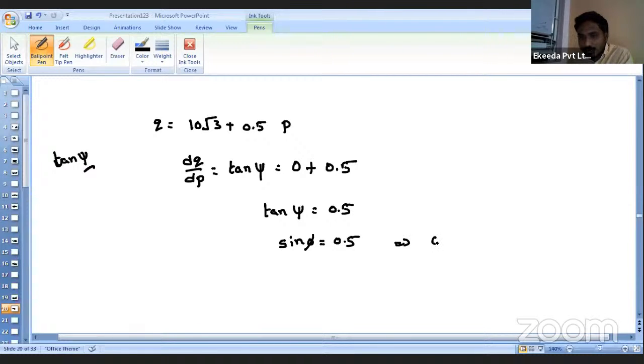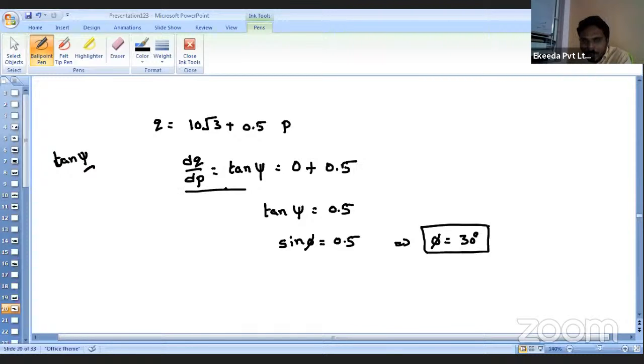Then what about the value of phi? If phi is equal to 30 degrees, then sine 30 is nothing but 0.5. See the small relation. The only thing you should know is that if you differentiate the function with respect to p, then we get the slope of the stress path, and that slope is nothing but tan psi.